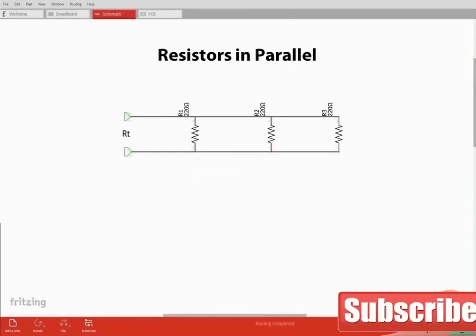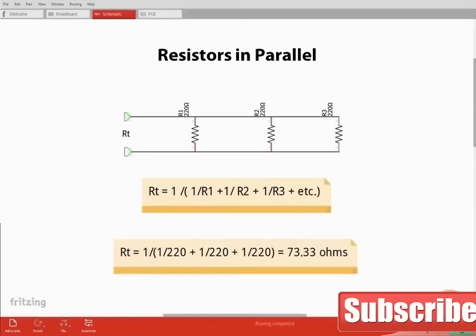Finding the equivalent resistance for resistors connected in parallel is a little more complex. Here we have the same resistors connected in parallel. The equation for the total resistance is 1 over the sum of the inverse of the resistances added together. The equivalent resistance of this circuit is 73.33 ohms.